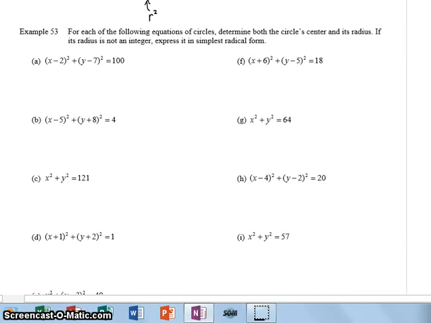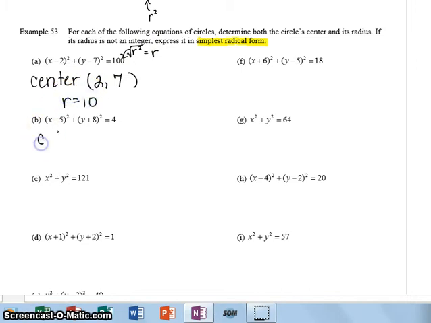Example 53, for each of the following equations of a circle, determine both the circle's center and its radius. If its radius is not an integer, express it in simplest radical form. That means you have to break down and reduce that radical. All right, so ready? The center. Opposite signs. So this says negative 2, so you write positive 2. This says negative 7, you write positive 7. Remember, that's r squared. So if I take the square root of r squared, I get r. So my radius is 10, because the square root of 100 is 10.